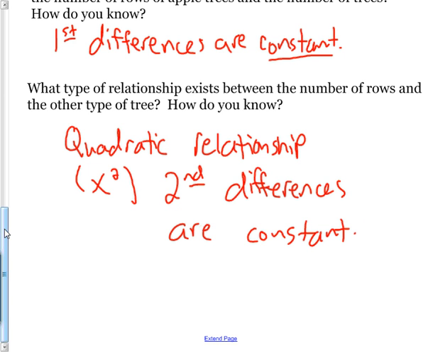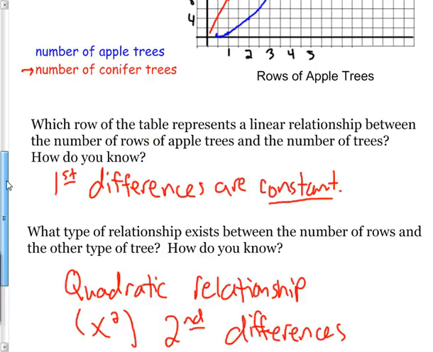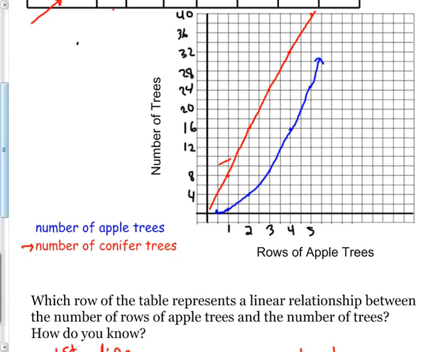Okay, and that's it for this question. I hope this helped clarify the apple and conifer tree question.